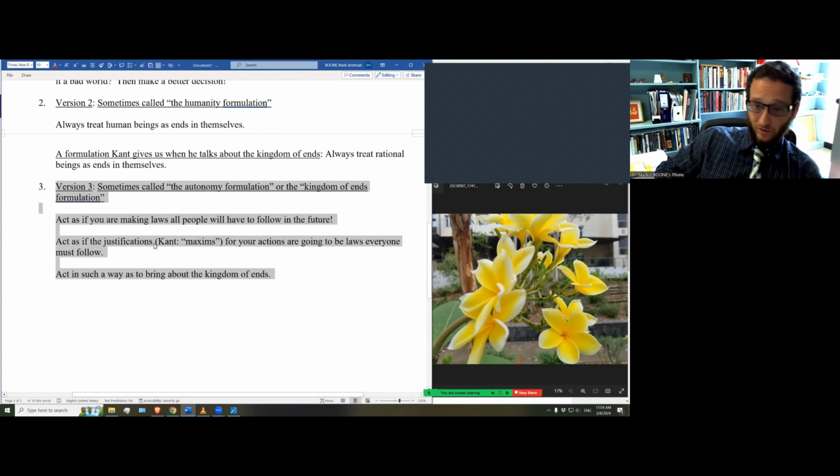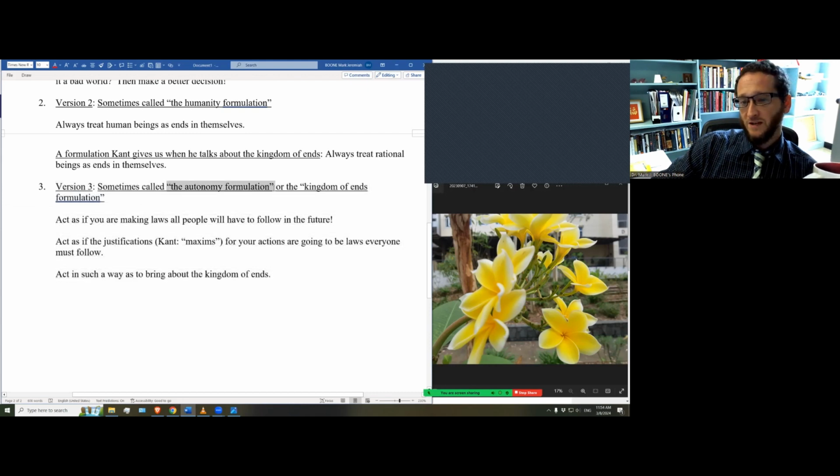Version 3 of the categorical imperative. And sometimes it's called the autonomy formulation or the kingdom of ends formulation. And one of the smallest mistakes you could make in Kant is to think that when he gives this autonomy stuff, he's giving version 3, and then when he gives kingdom of ends stuff, he's giving version 4. But I think if you study the text, you'll probably find these are just different ways of stating version 3. And again, if it helps sort through these things, call them version 3a and version 3b.